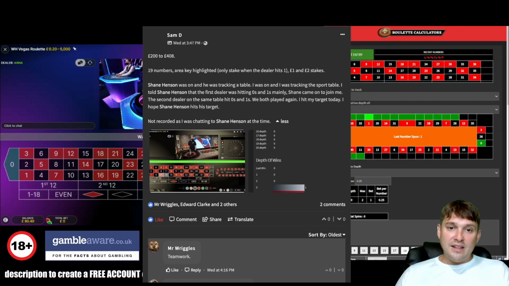He's saying Shane Henson, that's another member of Roulette Calculators, was on and tracking the sports table, and told Shane that the first dealer was hitting 0s and 1s mainly. Shane came in to join me. The second dealer on the same table hit 0s and 1s. We both played again. I hit my target today. I hope Shane hits his target as well. Not recorded as I was chatting to Shane.